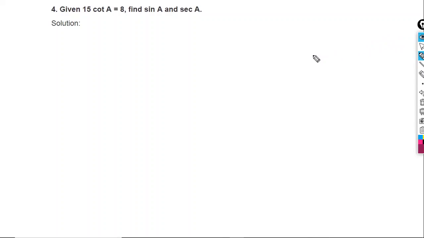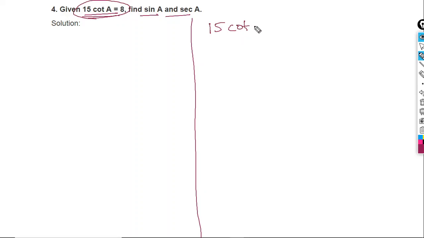Okay, so let's read the question here. Given 15 cot A equal to 8, find sin A and sec A. We'll write what is given: 15 cot A is equal to 8, that means 15 is multiplied with cot A. So we'll write, implies cot A is equal to 8 by 15.